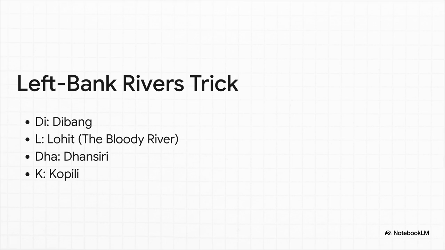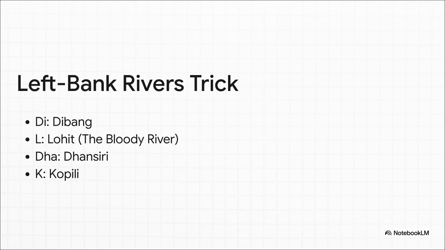Now, to remember its left bank tributaries, the AI pulled out this amazing trick, Dil Dak, the sound of a beating heart. Since your heart is on the left side of your chest, it perfectly maps to the left bank rivers. You've got D for Dibang, L for Lohit, Da for Dhansiri, and K for Kopali. And just a quick wild fact on the Lohit, it's literally called the Bloody River because the red soil it washes through turns the roaring waters completely crimson.